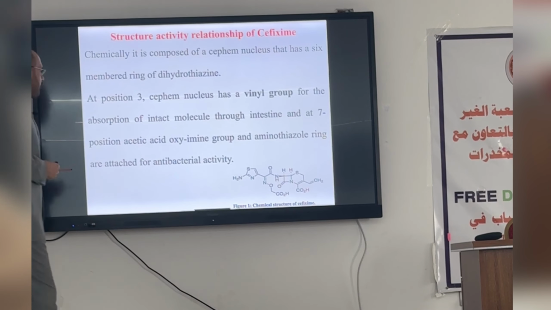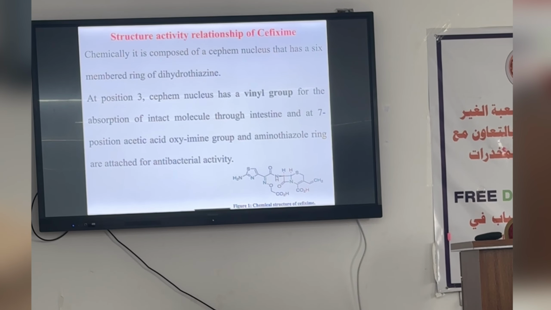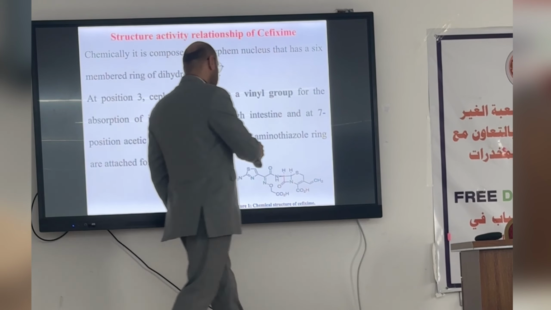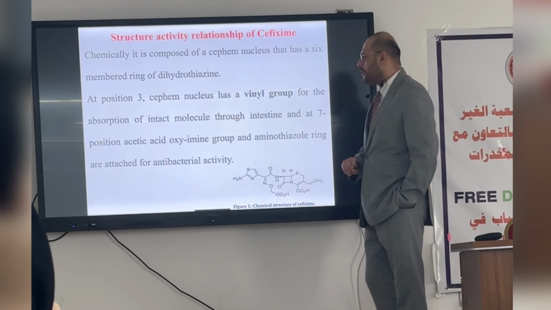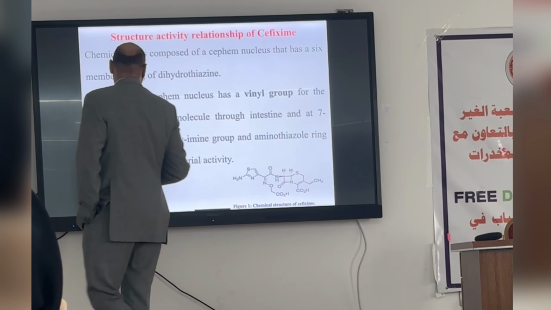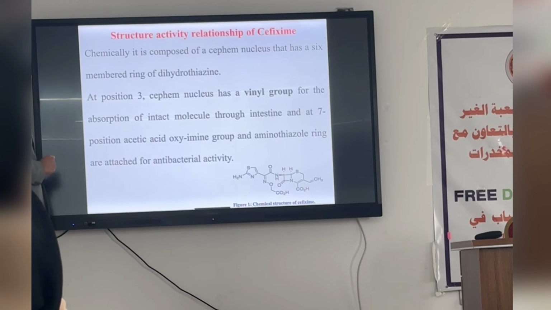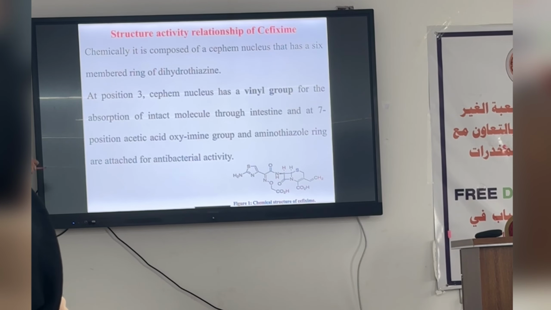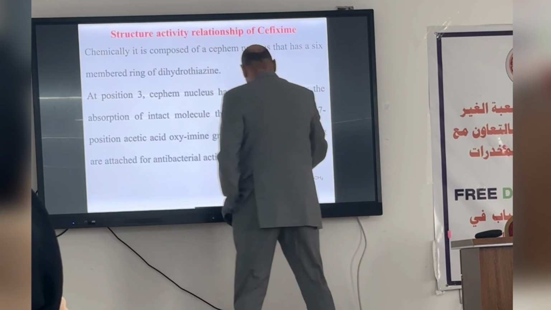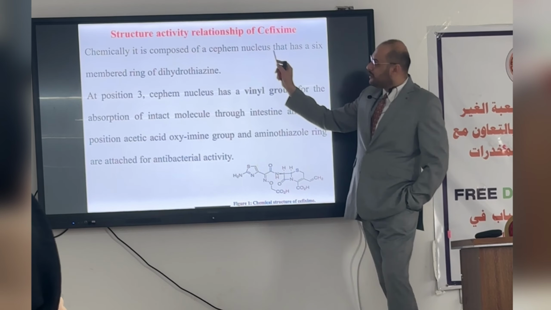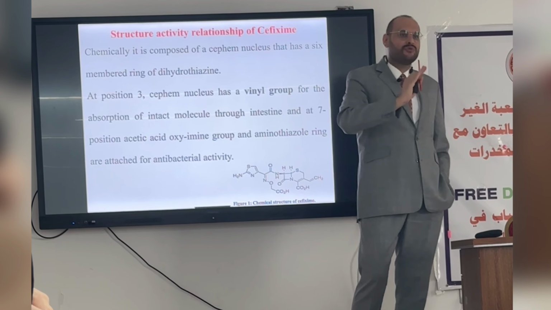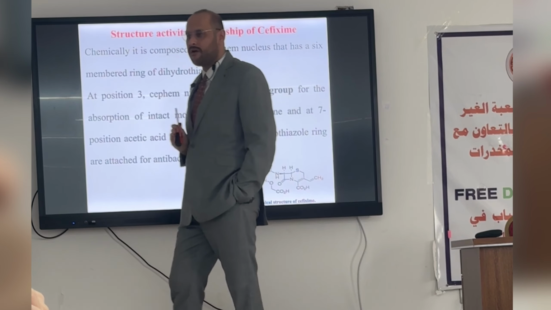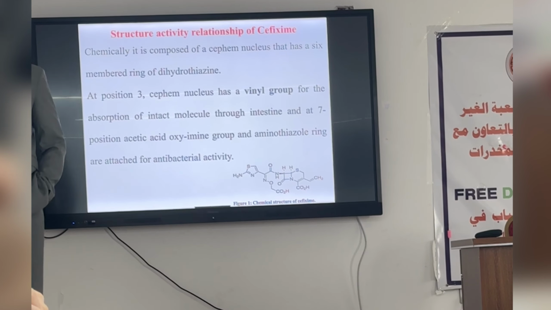At position 3, cephem nucleus has a vinyl group. So, here we have vinyl group. We have double bond in this part. We have vinyl group for the absorption of intact molecule through intestine, and in the seventh position, acetic acid oxygen group and amino thiazole. And position 7 is this part. Yani, in case of cefixime, you have specific R1, you have specific R2, and you have main structure of 7-aminocephalosporanic acid, but it has been modified. Tamam?